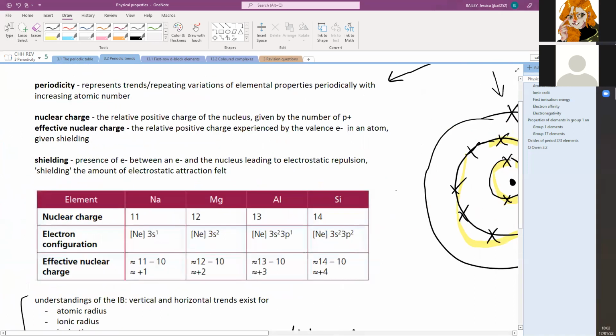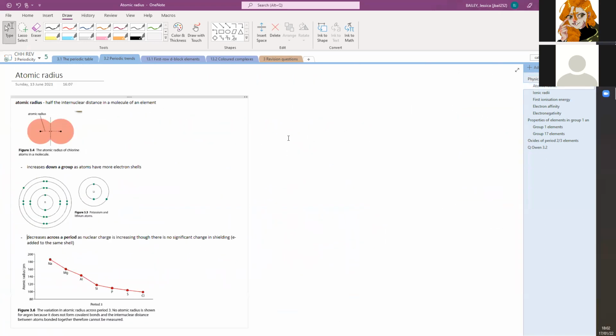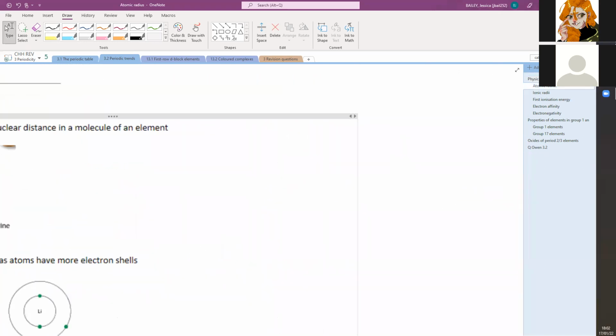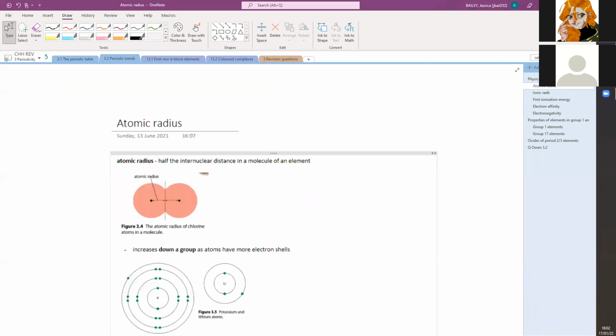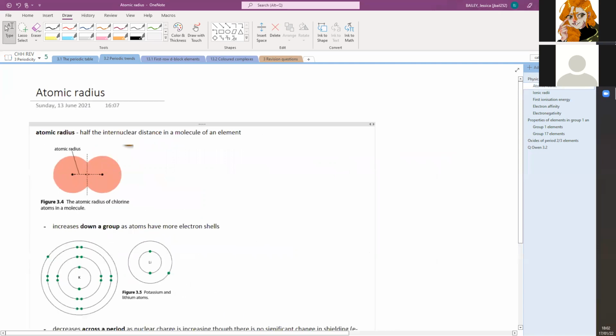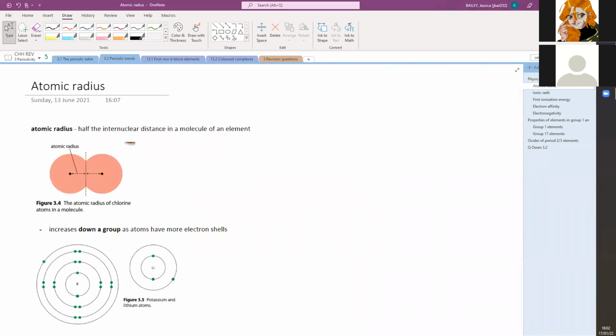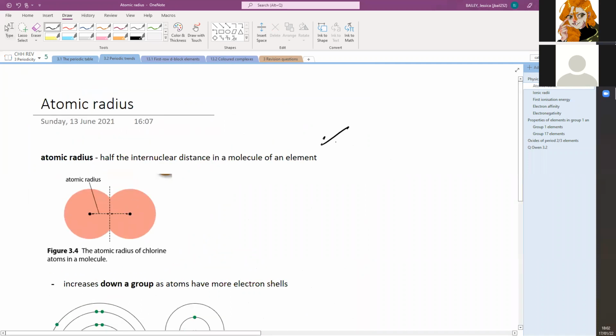That's a relatively useless table, so I don't really care about it. Now let's go through all of the trends one by one. I'll zoom through these because it all goes back to the same principle. All right, so we'll start with atomic radius. Atomic radius, this is how it's defined, and you need to memorize that.